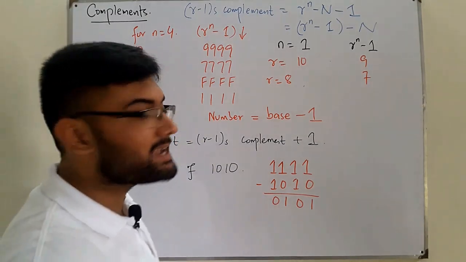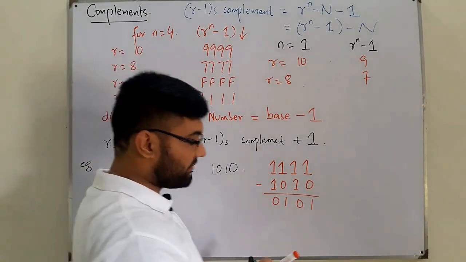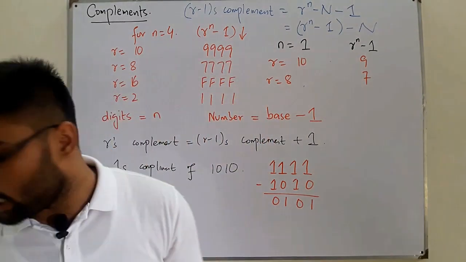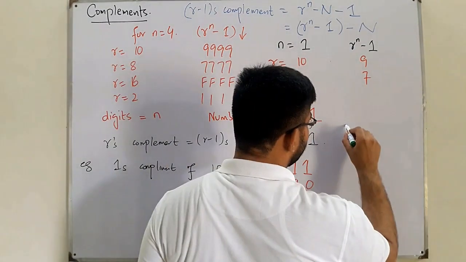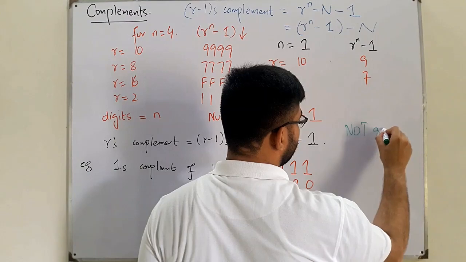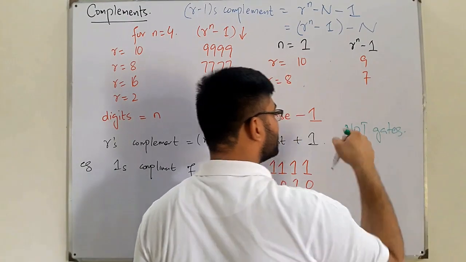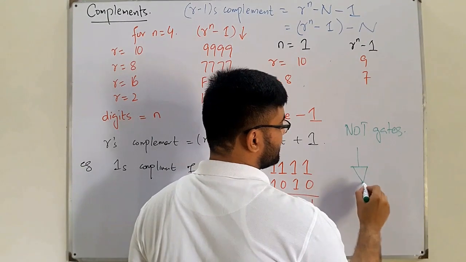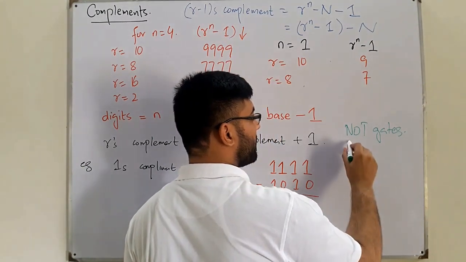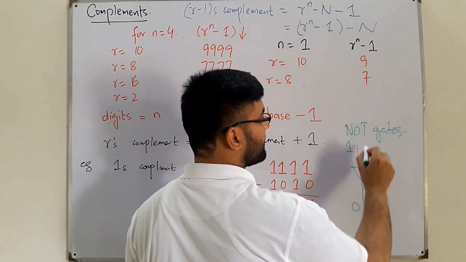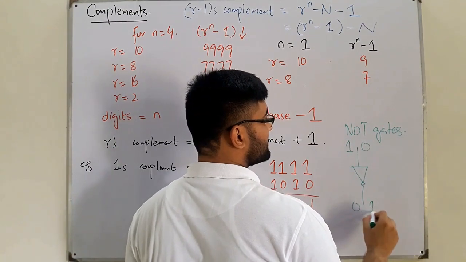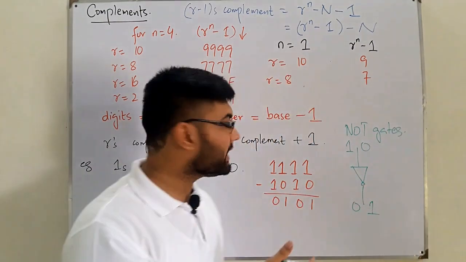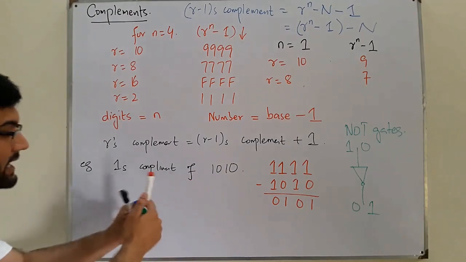Which means this is a simple application of the NOT gate. We'll be studying these gates later on, inshallah. But what does the NOT gate do? It inverts the bit. If you give it a 1, it changes it to 0. If you give it a 0 as an input, it changes it to 1 at the output. So 1's complement is the application of what?